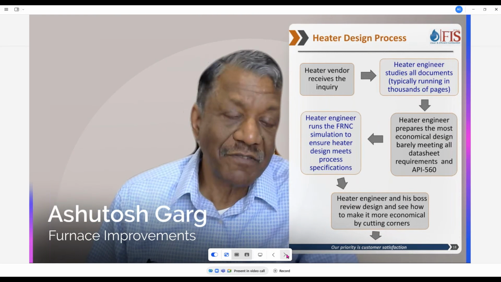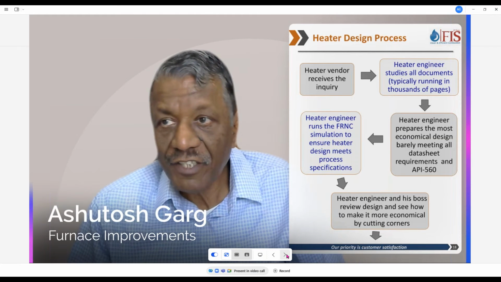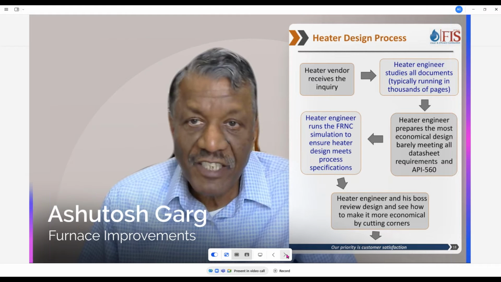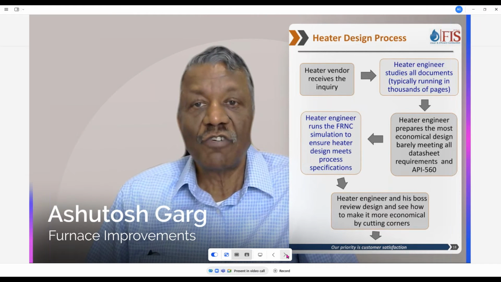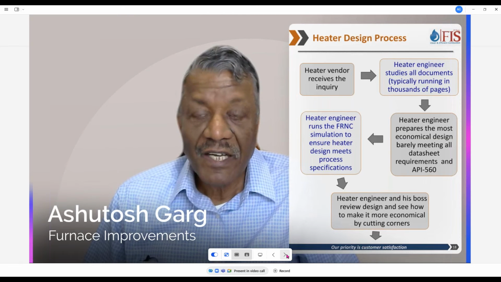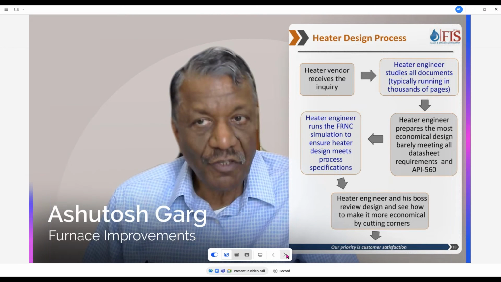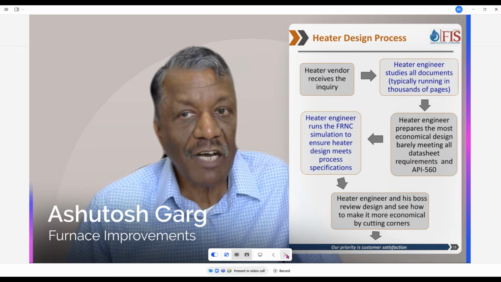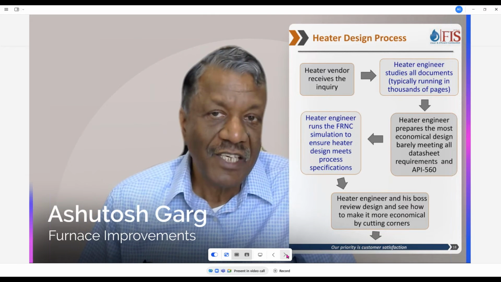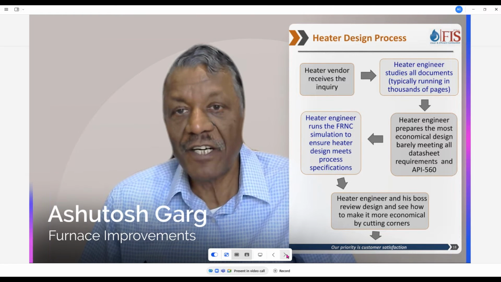And I have the benefit of working on all the sides. I've been a heater vendor for 10 years. I've worked in EPCs for 8 years. I've been a heater consultant for 25 years. And it's a very tricky process because when EPCs send you inquiries, they run to thousands of pages. And within 3 weeks or 4 weeks, you're required to submit your bid.